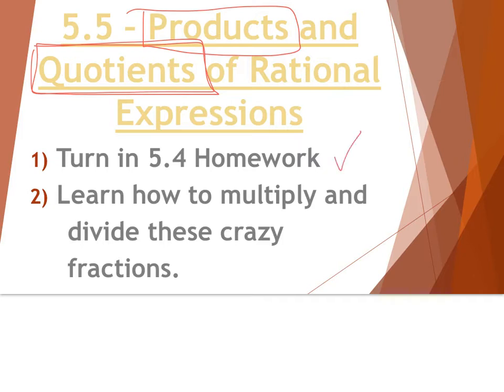So hopefully you turned in your 5.4 homework. If you haven't done that already, go ahead and do that. I'm going to grade that tonight so I can see how we did, and then you're going to learn how to multiply and divide those crazy fractions we worked with yesterday in today's notes. We have 5 examples. Hunker down.